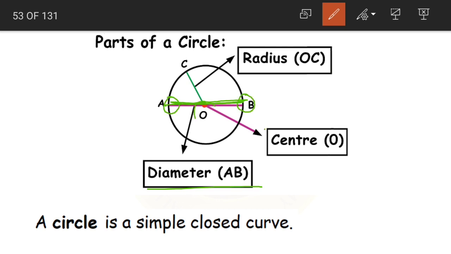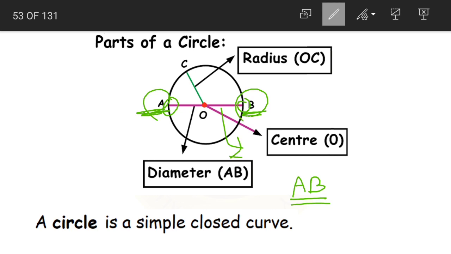Yes, it is passing through the center. But how do we name our line segment? We name our line segment depending on its endpoints. So what are the endpoints here, children? The endpoints are A and B. So our diameter is nothing but AB. I hope this is clear.